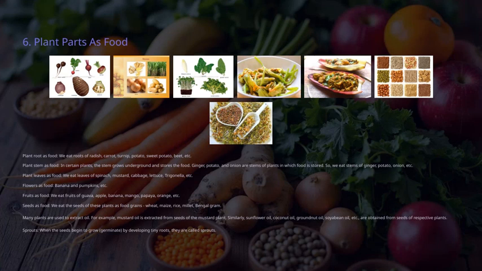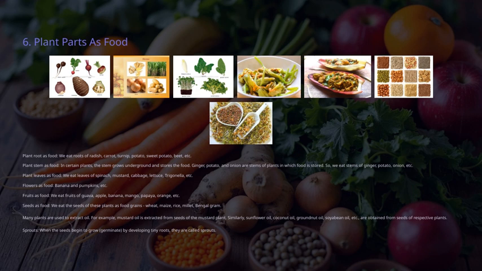Let's talk about the different parts of plants that we eat as food. First, we have the roots. Many plants like radish, carrot, turnip, potato, sweet potato, and beet have edible roots. These roots store nutrients and are quite tasty when we eat them.